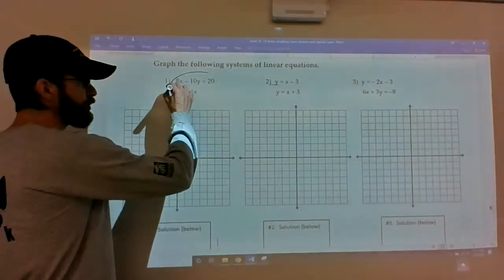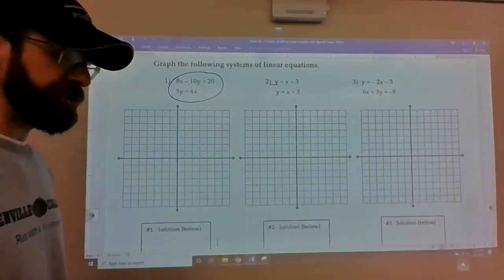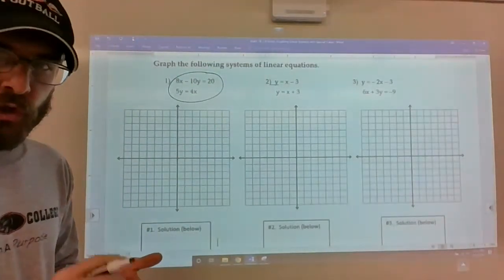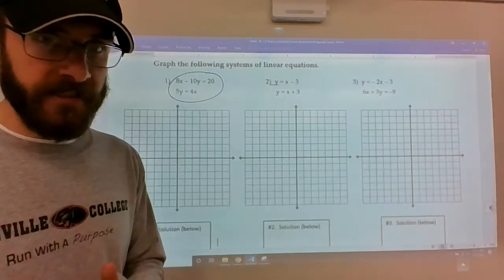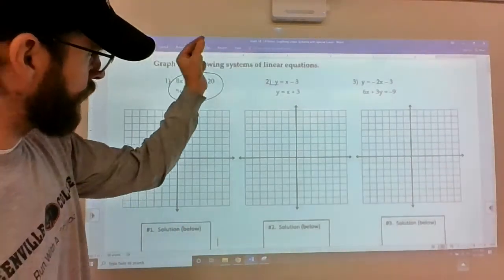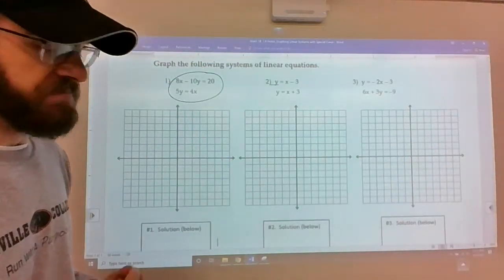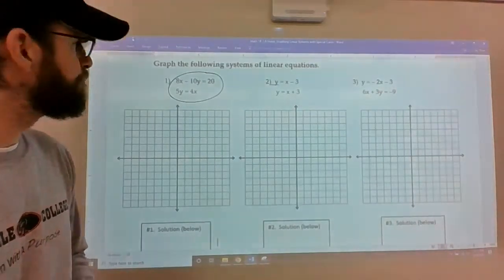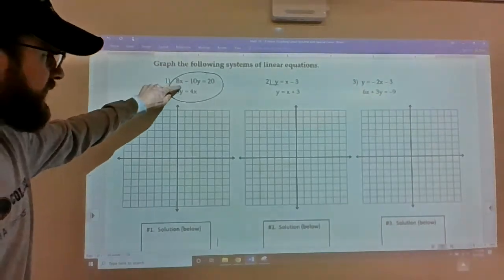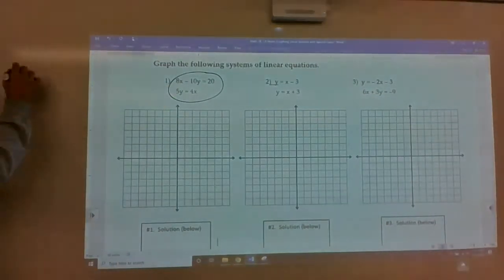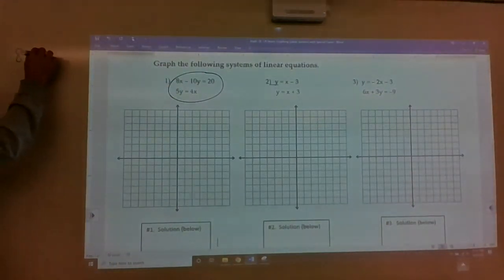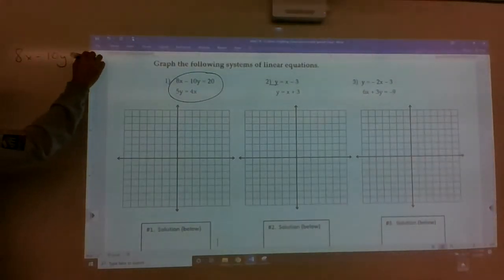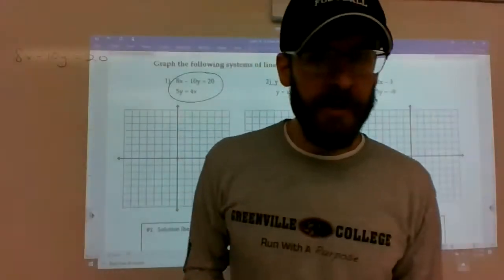Basically, you're given two linear equations in which you need to get y by itself, use that to graph the starting point and plot points from its rise over run. And the place where they intersect is going to be the solution. So we need to get y by itself. Here's what that looks like. Can you guys see that from there?